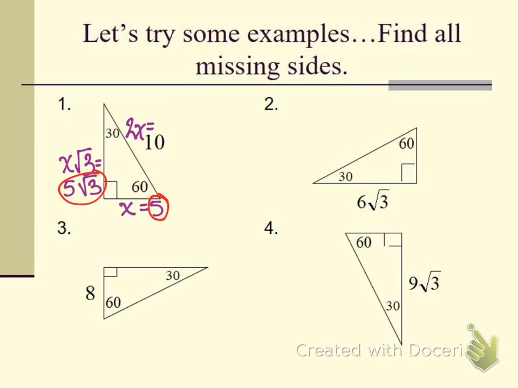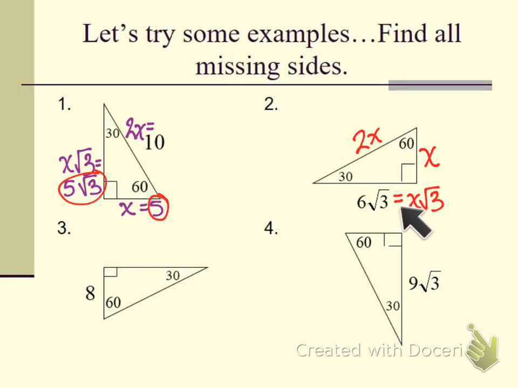Okay, let's do the same thing on number 2. The side across from the 30, I should label with what? Across from the 30 is always X. Across from the 60? X radical 3. And across from the 90 is 2X. So they flipped this triangle around from the other one, but we still follow the same pattern. Across from the 30 is x, across from the 60 is x root 3, across from the 90 is 2x.